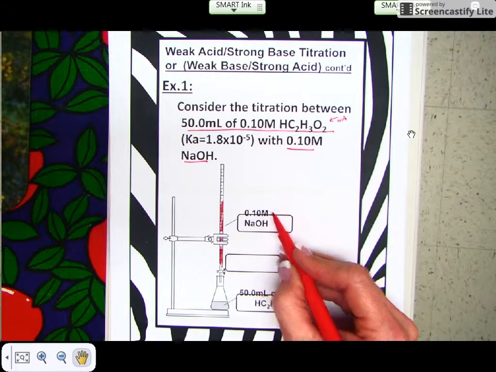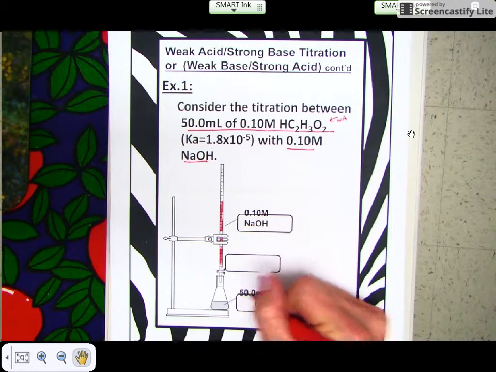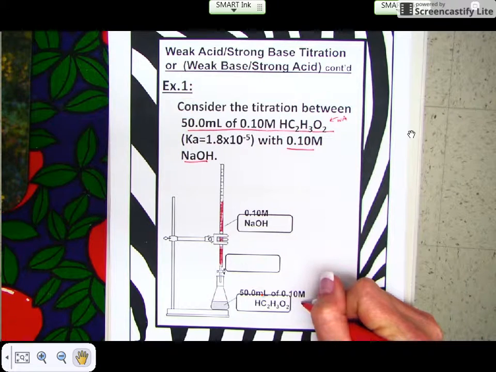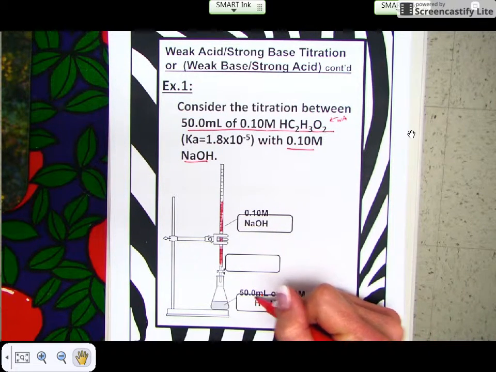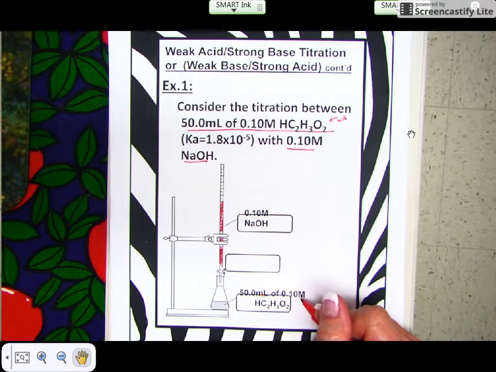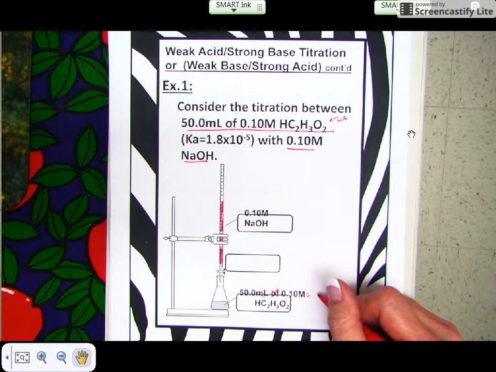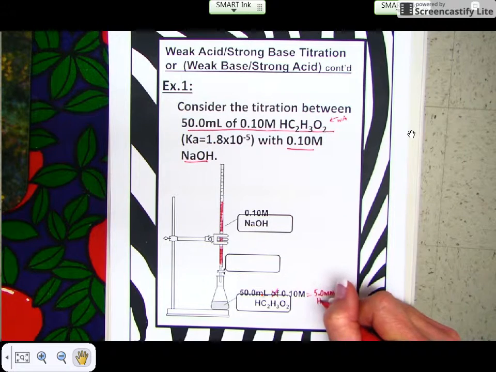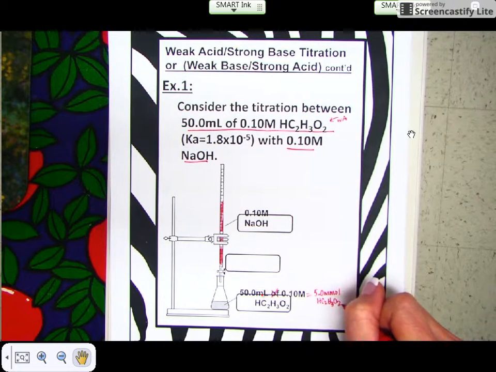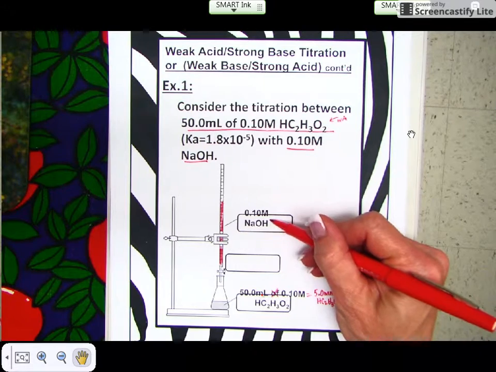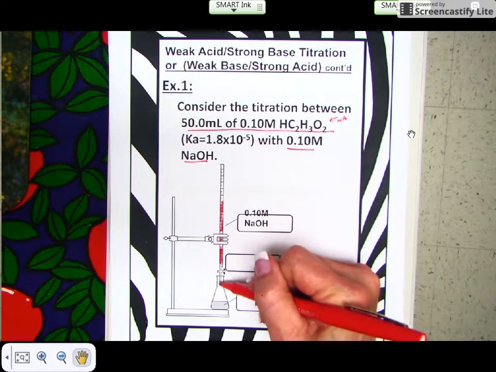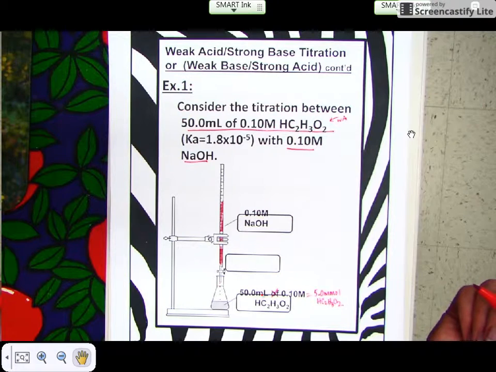0.10 molar. So just like before, we're going to figure out how many millimoles of our acid are in the flask. And to do that, you take the volume times the molarity. So again, we're going to say 50 times 0.1. So 50 times 0.1 is going to give us 5.0 millimoles of the HC2H3O2. And of course, our millimoles of our base are going to fluctuate because we're going to be adding that into this acid. So our volume is going to be changing.